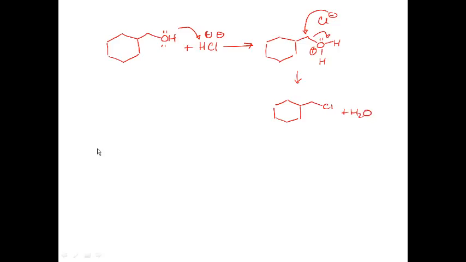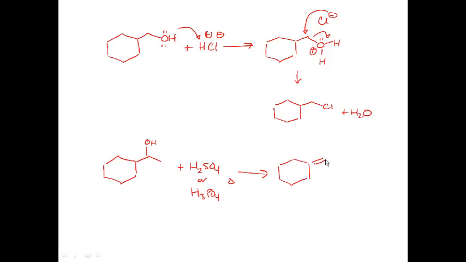We also did dehydration reactions. If you remember, we took an alcohol and we treated it with either H2SO4 or H3PO4 and heat, and that would protonate the OH. The water would leave, we'd get a carbocation, and then we would get the formation of the double bond. So in this case, we would make this as our product, and remember that this always gives the Zaitsev product, which is the most substituted product.